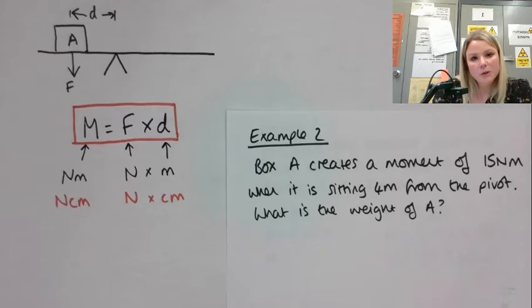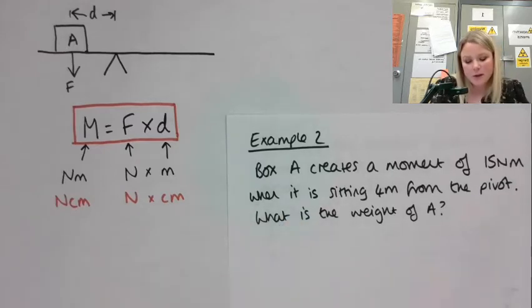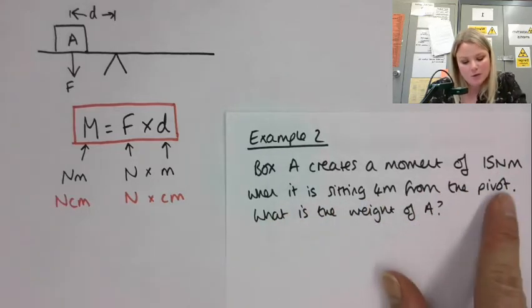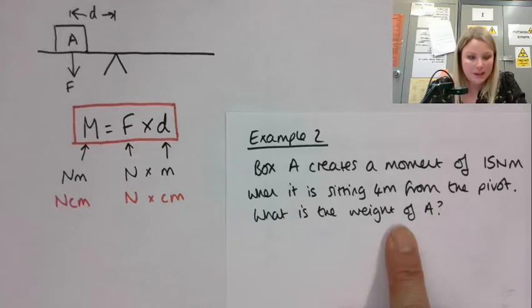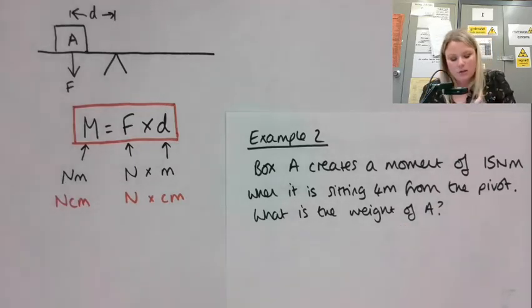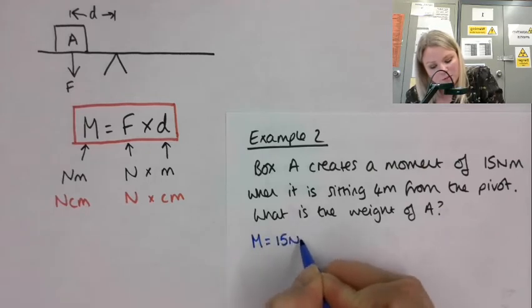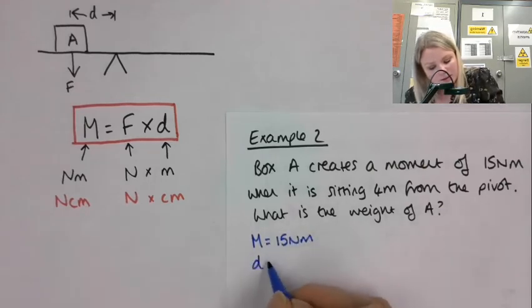Okay, so here's example 2. This one's a little bit more awkward. So this time, box A creates a moment of 15 Newton meters when it is sitting 4 meters from the pivot. What is the weight of A? So let's make our list of information. So our moment, this time it's given us 15 Newton meters, and our distance is 4 meters.